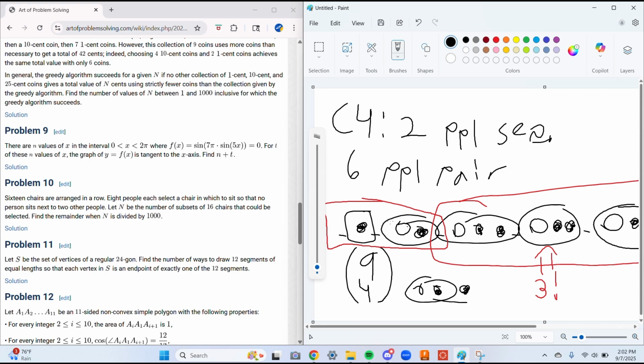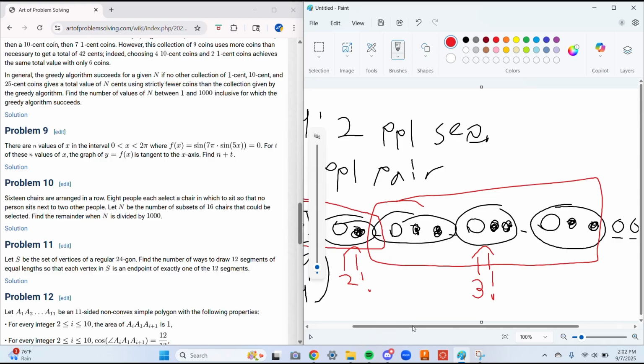If I had this, then I would have 8 people pairing, which is not possible. So we have to divide by 2. Since that's an invalid case, we divide by 2, or 2 factorial. So we divide by 2 factorial for this. And now we just count the total number of clumps, right? There are 5 of them, 1, 2, 3, 4, 5.